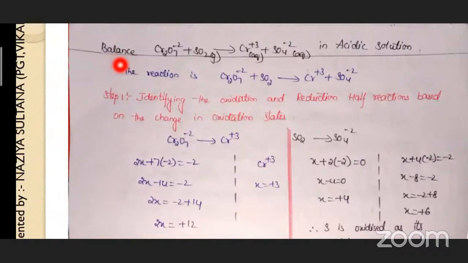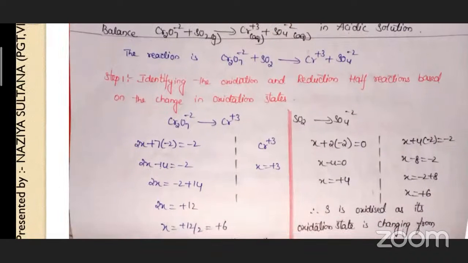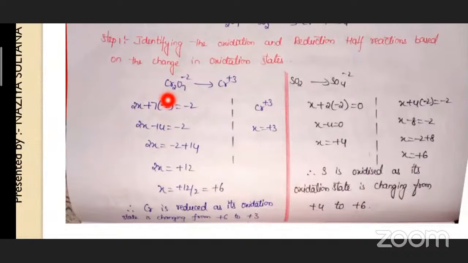So here the question is given as: balance Cr2O7 2 minus plus SO2 gives Cr 3 plus plus SO4 2 minus, sulfate. Okay. In the acidic medium we have to see. So what is the first step? The first step is we have to find out the changes in the oxidation states. So chromium's oxidation states we should check, as well as for the sulfurs. Okay. So we are calculating the oxidation state of chromium in this case, as well as here. Here it is directly given plus 3. So here we are finding out the oxidation state of chromium.